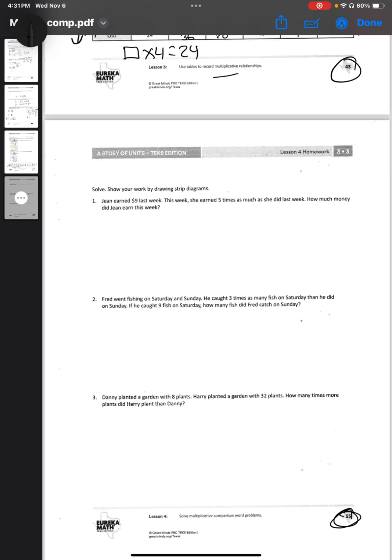Problem 1. Jean earned $9 last week. This week she earned 5 times as much as she did last week. How much money did Jean earn this week? The first thing we need to do is determine what two things are being compared, or 3 or 4 or 5, because you could have a problem with lots of things being compared. In this case, it's just 2, and it's how much money did she earn last week, and how much did she earn this week?